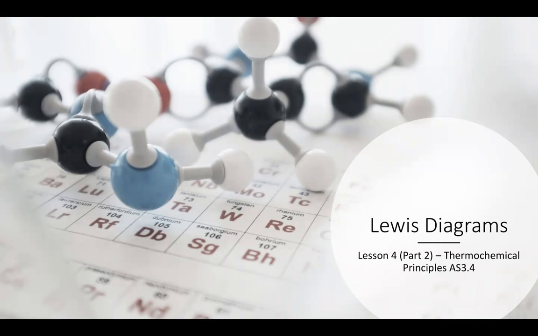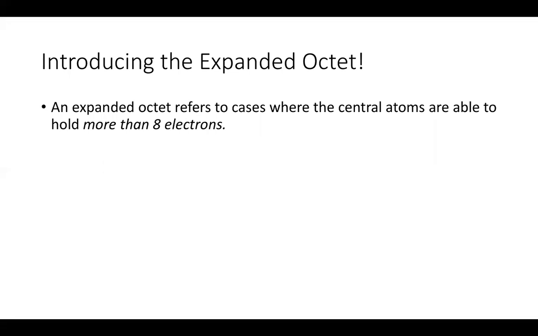This time we'll be talking about the expanded octet rule, which is what we move on to in level 3. So at level 3, when we talk about Lewis diagrams, we'll be getting into some slightly more complex shapes that we'll move on to in the lessons to follow. But to start, we're just going to talk about the expanded octet rule.